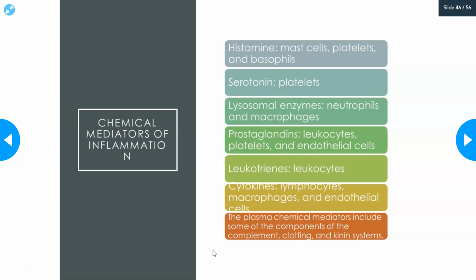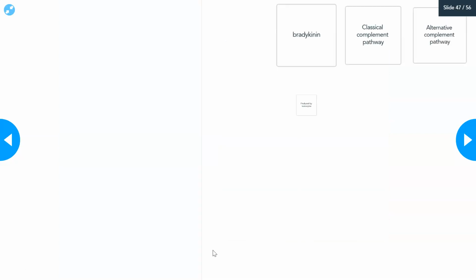Serotonins are released by platelets. Your lysosomal enzymes are released by neutrophils and macrophages to destroy pathogens, usually within the pathogens that they have engulfed, so within vacuoles. Prostaglandins are released by leukocytes, platelets, and endothelial cells. They can cause pain, and again, inflammation in the area. Your leukotrienes are released by leukocytes. Your cytokines are released by lymphocytes, macrophages, and endothelial cells. And these plasma chemical mediators include some of the components of the complement, clotting, and kinin systems.